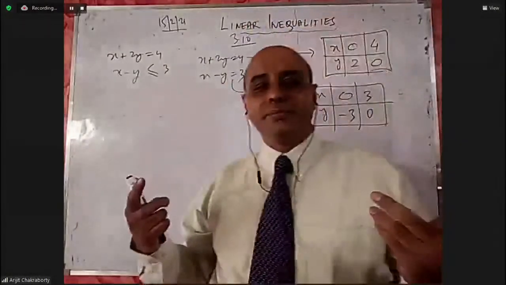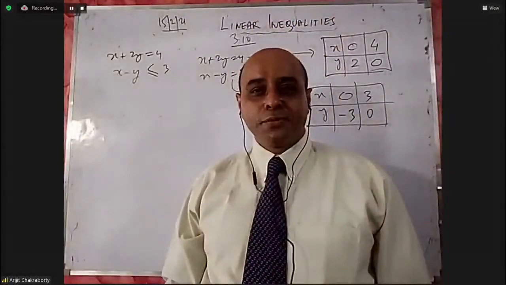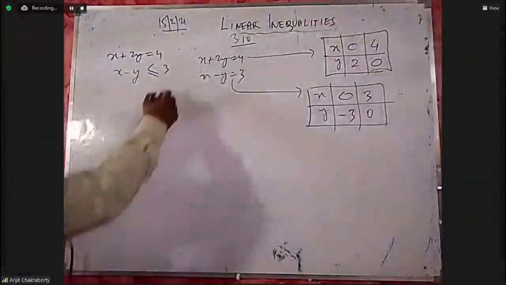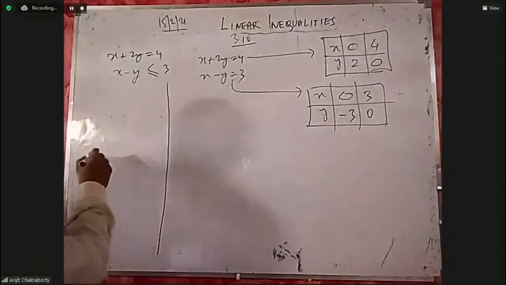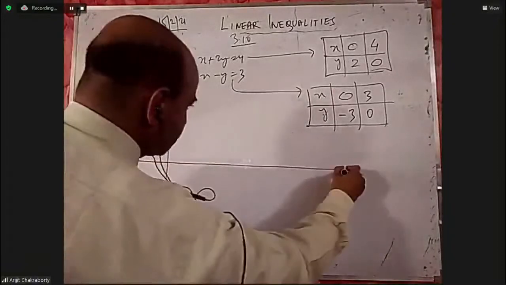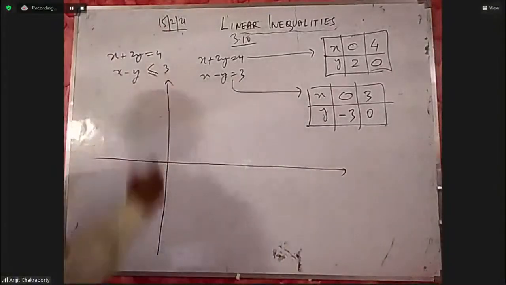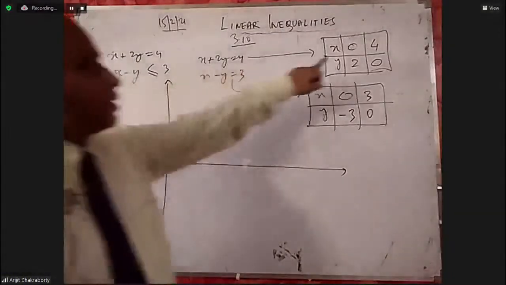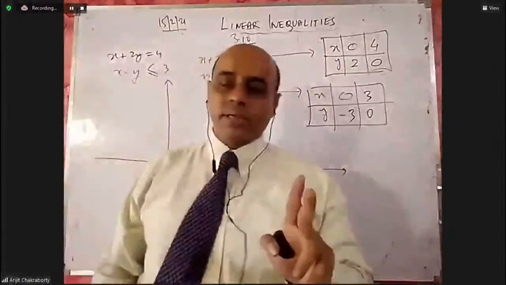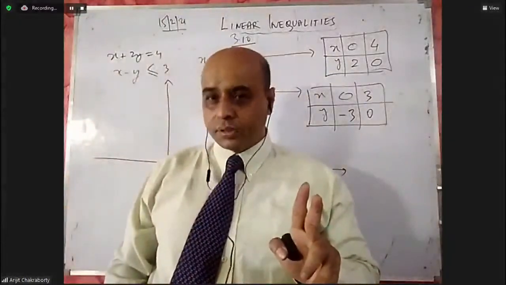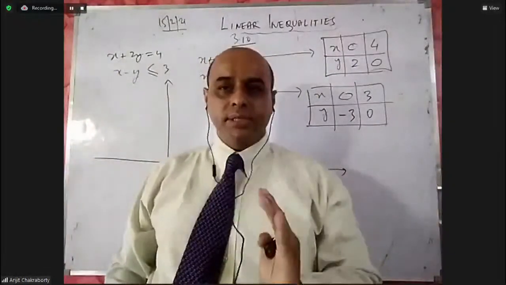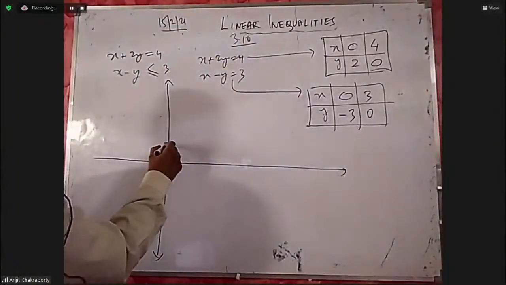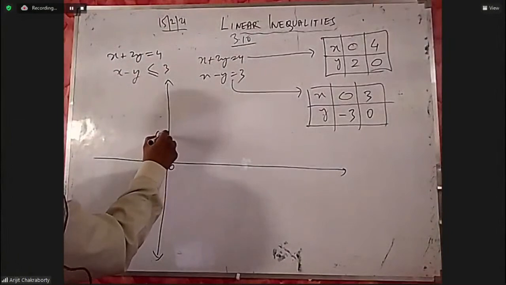Now the easiest part is to draw the graph. Okay, so again, let's draw the graph. The vertical line and a horizontal line. Okay, 0. First equation, 0, 2. Coordinates 0 and 2. 0, 2 means no movement in the x-axis. We go up by 2 steps. So 1 and 2. This is 0, 2.